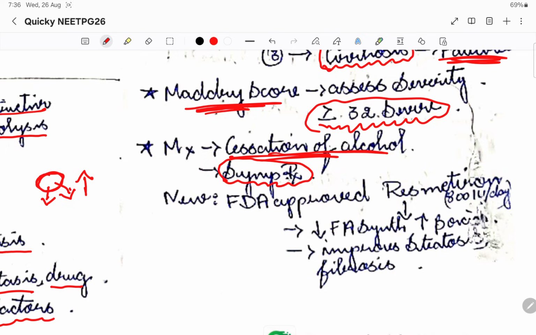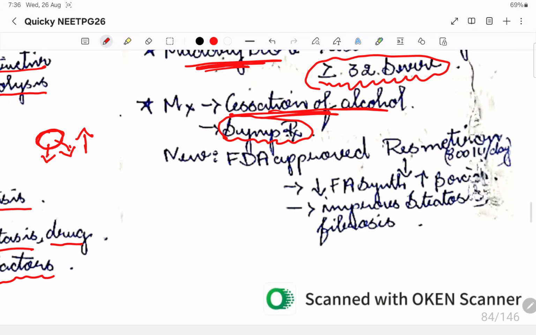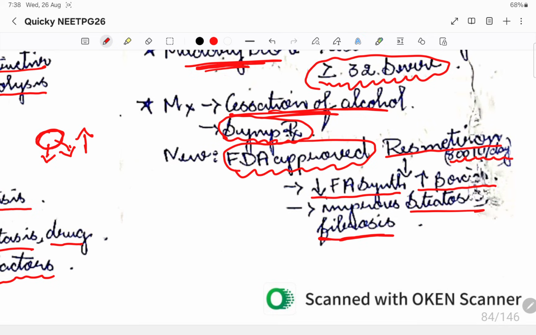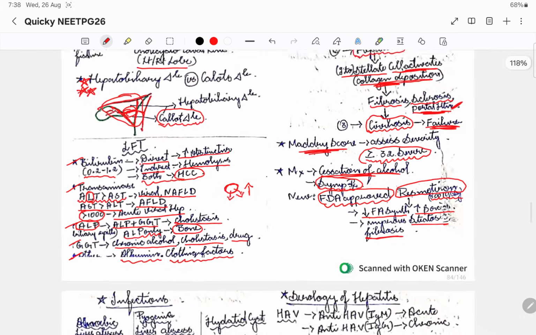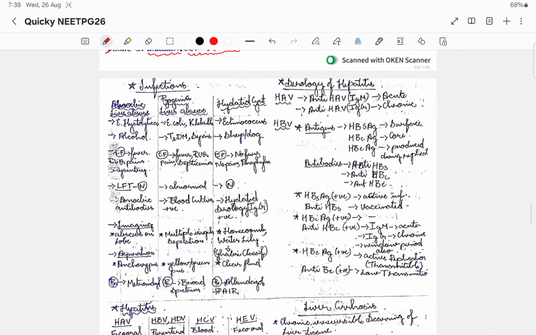We'll do some symptomatic management. There is a new FDA approved drug, please be aware of this. It is called resmetirom, which is given at 80 to 100 mg per day. It basically reduces fatty acid synthesis and increases beta oxidation. So there is lowered fat storage inside the liver, which will improve the steatosis and fibrosis. Please remember, this is a newly approved drug, resmetirom.